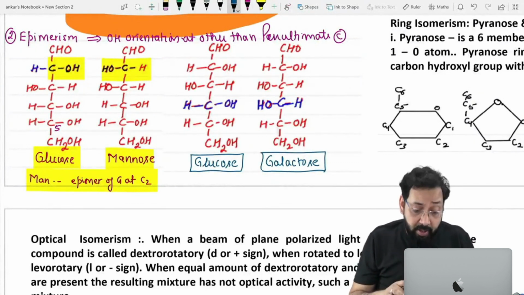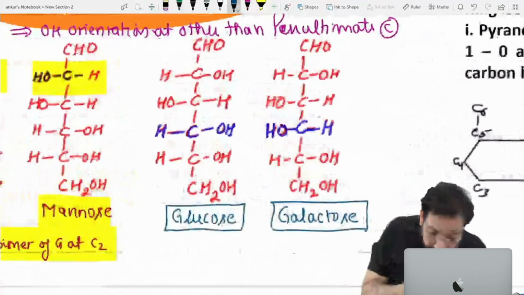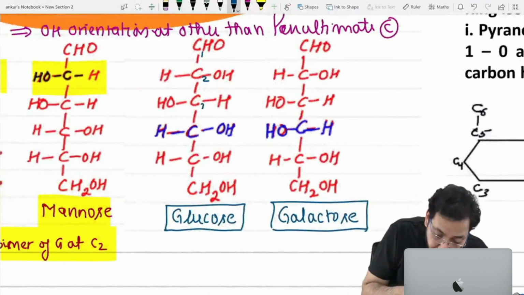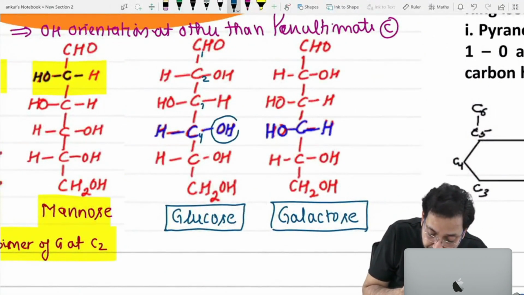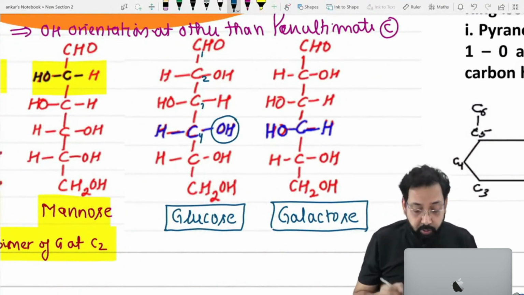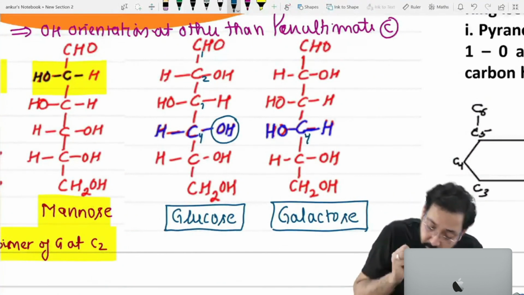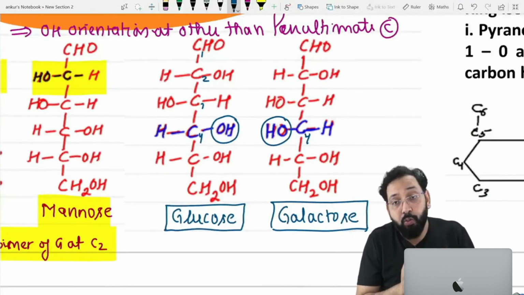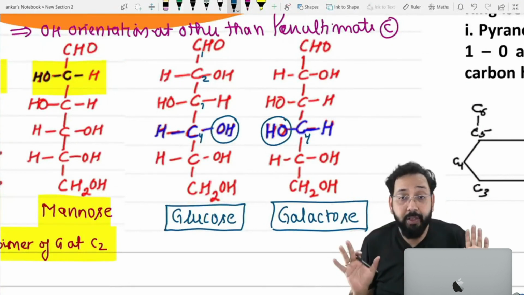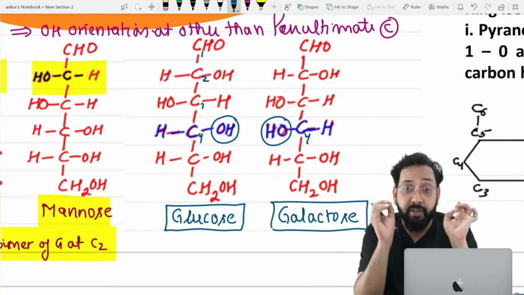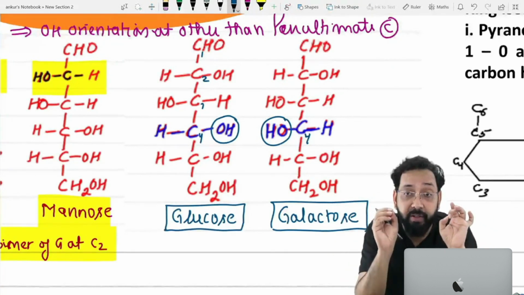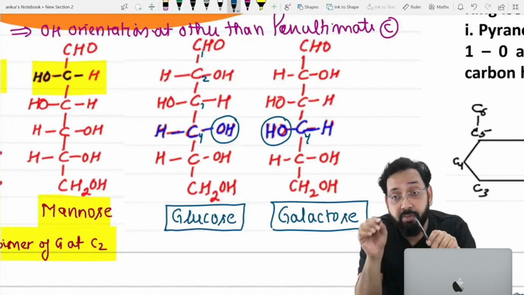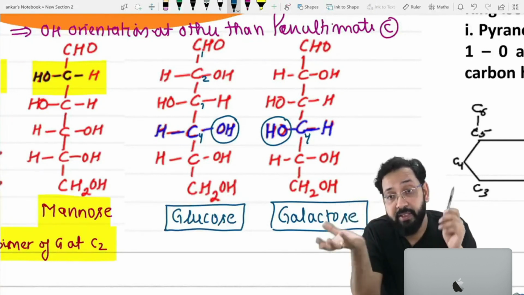Glucose at carbon number 1, 2, 3, 4. At carbon number 4, OH is on the right side, this is glucose. At carbon number 4, OH is on the left side, that is galactose. So glucose and galactose, everything is the same, the only difference is OH orientation at C4. At C4 OH on the left side is galactose.